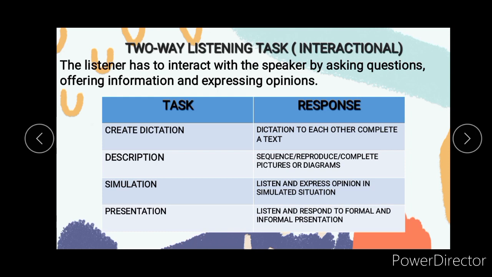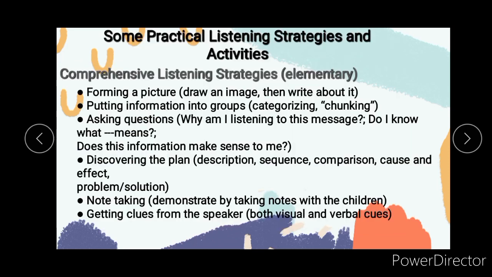Next one is the description. The response is sequence, reproduce, complete pictures or diagrams. The third task is simulation, and the response is listen and express opinion in simulated situation. And the last task is the presentation, and the response is to listen and respond to formal and informal presentation.